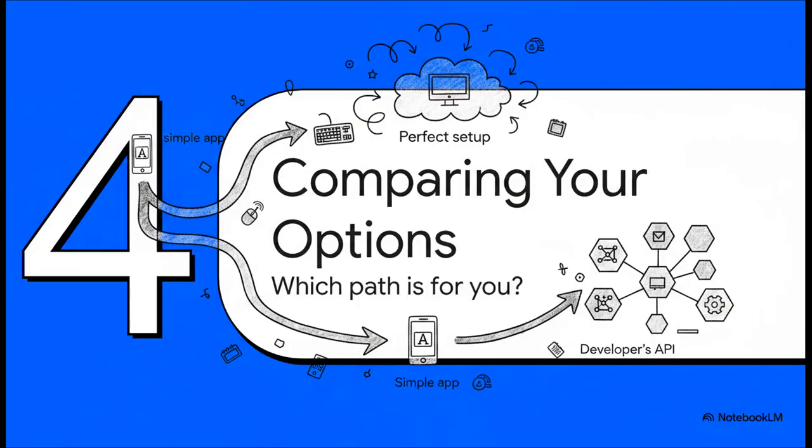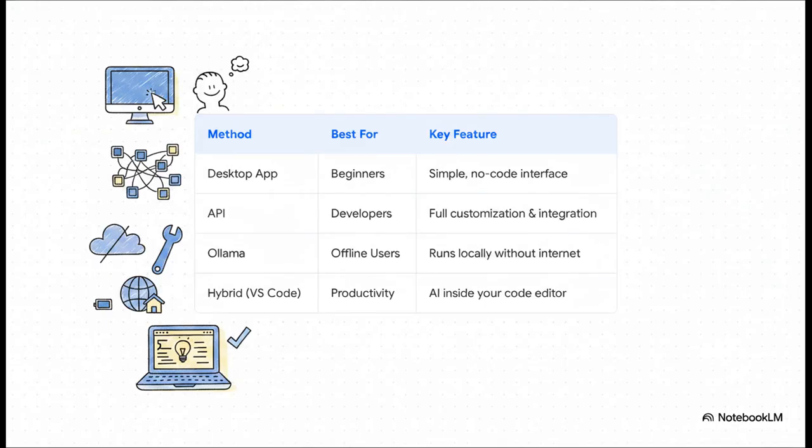Whew, okay, we've covered a lot of ground here, right? From a simple app all the way to a developer's API. So let's just pull back for a second and lay it all out to help you figure out the perfect setup for what you actually need. This table sums it up pretty nicely. The desktop app, perfect for beginners who want something simple that just works. The API, that's for developers who want full control and integration.